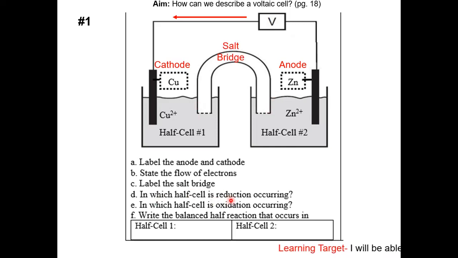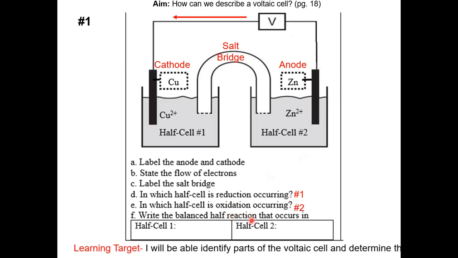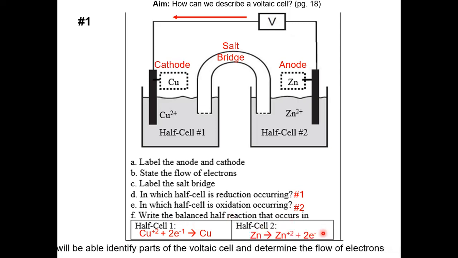In which half cell is reduction occurring? Reduction occurs at the cathode, red cat, so it's half cell number 1. In which half cell is oxidation occurring? It will be half cell number 2. Write the balanced half reaction that occurs in each half cell. Half cell number 1 will be reduction, half cell number 2 will be oxidation.